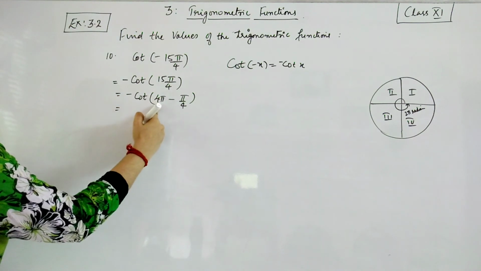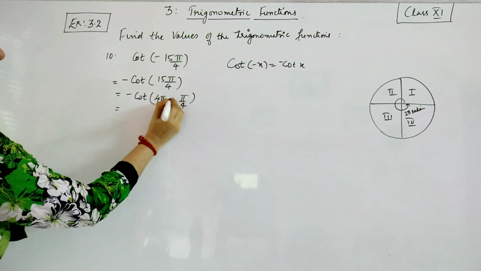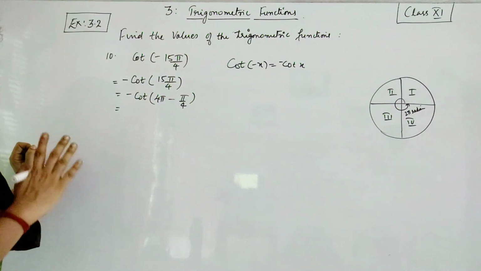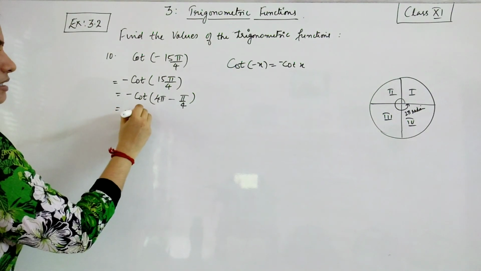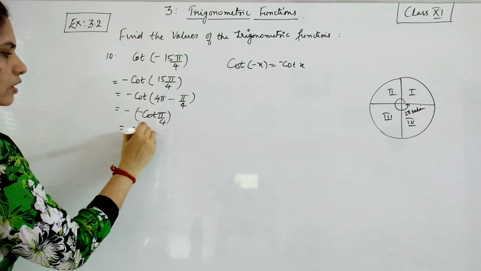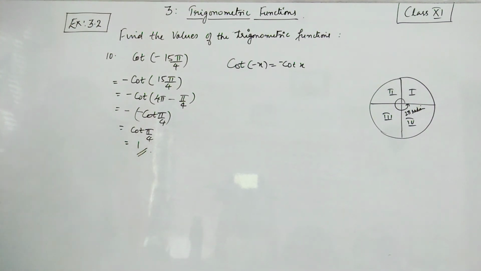Again it is a multiple of 2 pi, so you will get that value. Again it is minus, which means it will be in the 4th quadrant. In the 4th quadrant cot is negative. So you will get one negative, and yet another negative sign for this, so this will give you cot of pi by 4. And what is cot of pi by 4? It is 1, as you have your tan value.